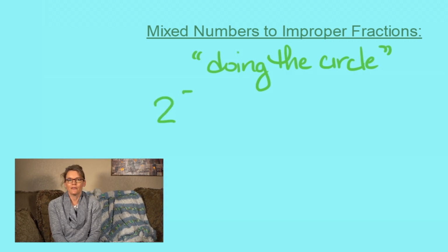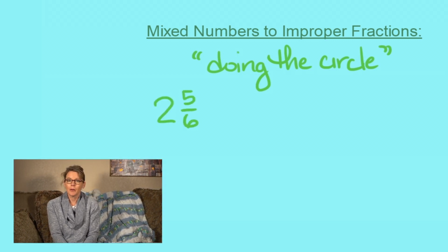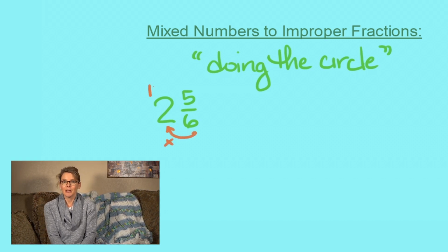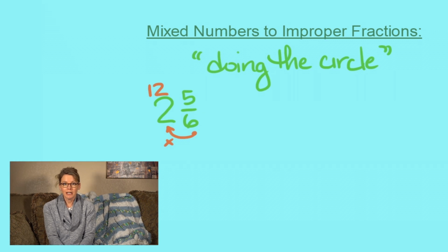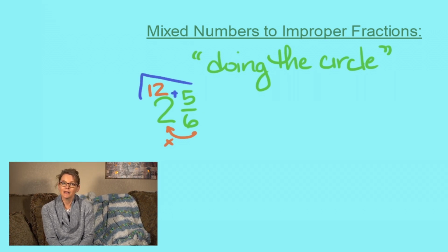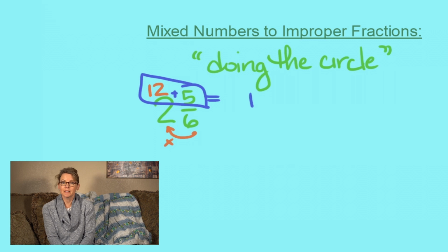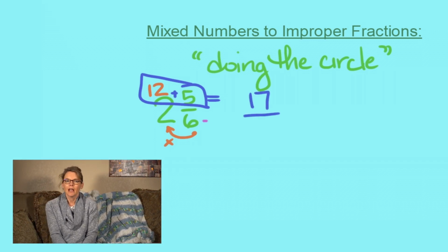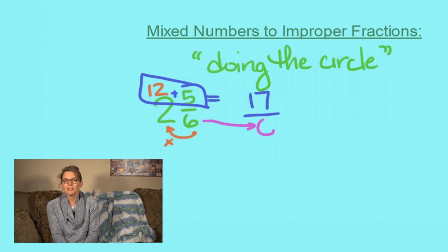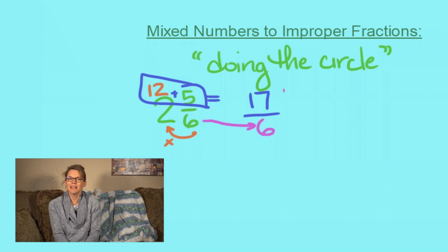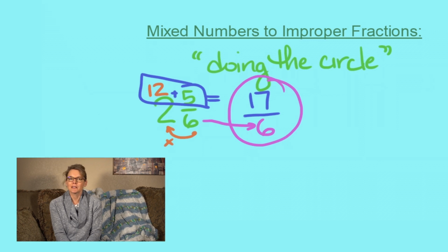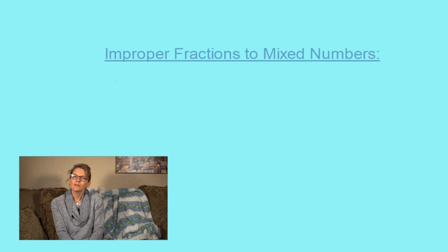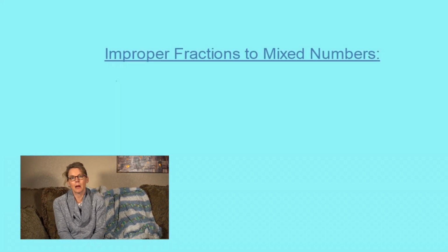Look at our 2 5/6. We start at the bottom and multiply as you go around. 6 times 2 equals 12. Then continue around and this time add. 12 plus 5 equals 17. That's the top number, the number of pieces. The bottom number is the same as what we started with. Just bring it over, 6. 2 5/6 equals 17/6.